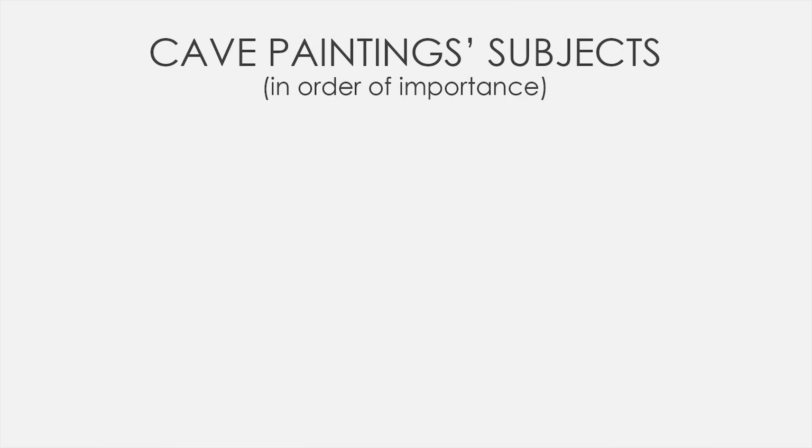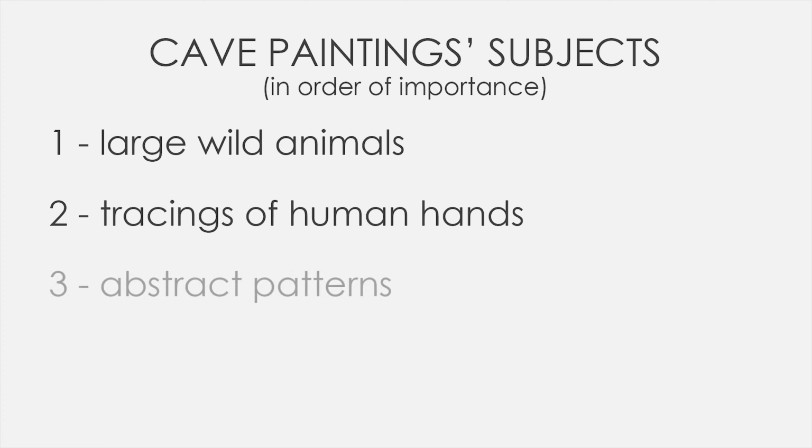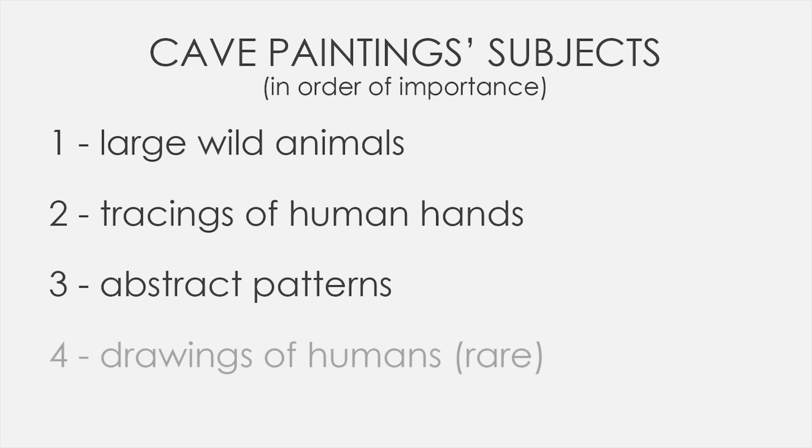We don't know the real deep meaning, even if probably it was related to magic hunting reasons. What is really fascinating is that the subjects that were painted back then were mostly large wild animals like bisons, horses, deer, also some tracings of human hands or some abstract patterns, while drawings of humans were pretty rare. And this pattern is common even in populations that were very far from each other and probably never met.